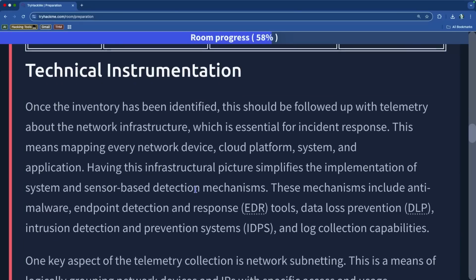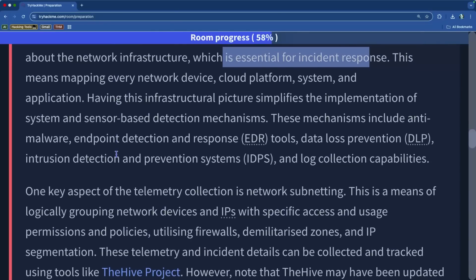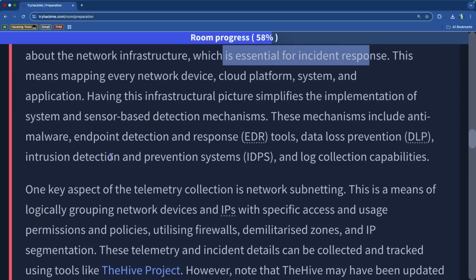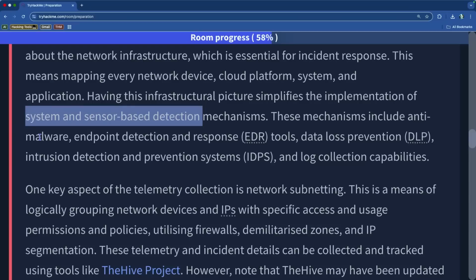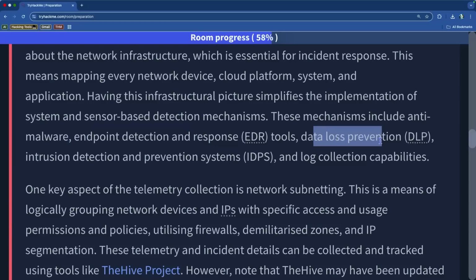So technical instrumentation. Once you've identified the assets, you need to understand the telemetry about the network infrastructure, which is essential for incident response. And this means mapping every network device, cloud platform, system, and application. And having that picture simplifies the implementation of the system and sensor-based detection mechanisms. So these mechanisms include anti-malware, endpoint detection response, data loss prevention, intrusion detection prevention systems, and log collection capabilities like a SIEM tool.